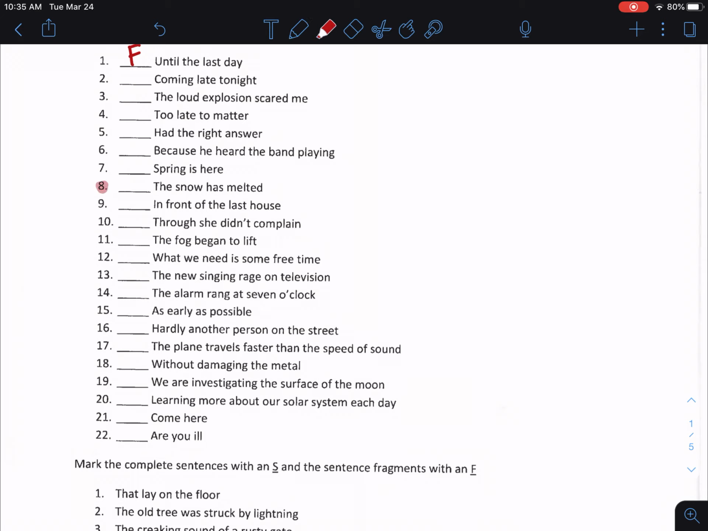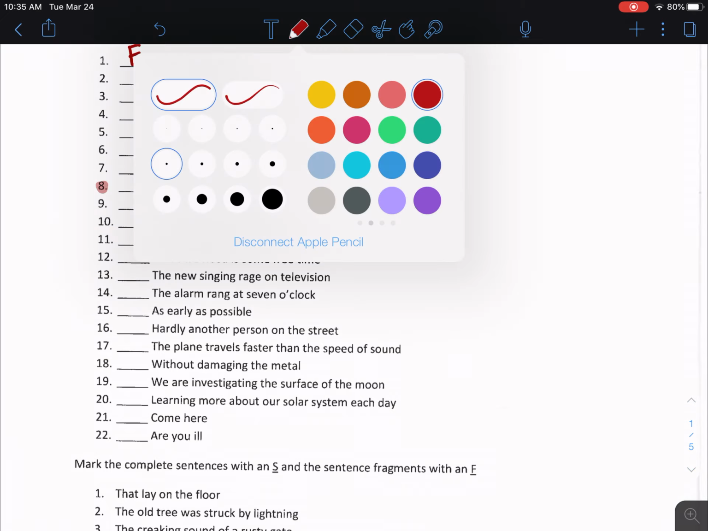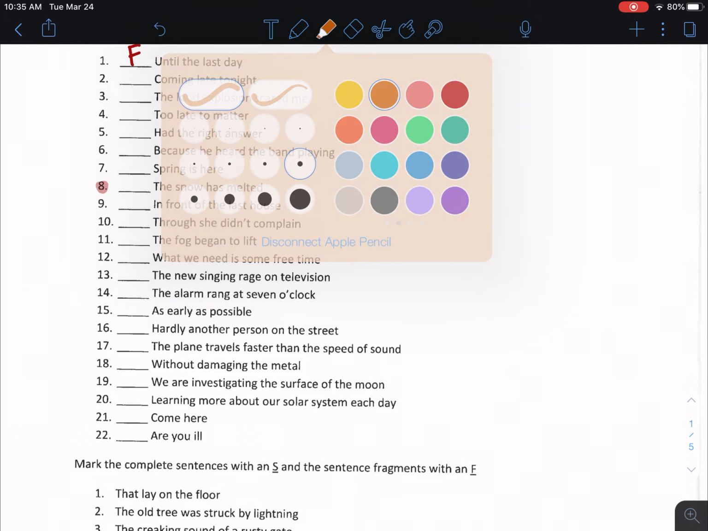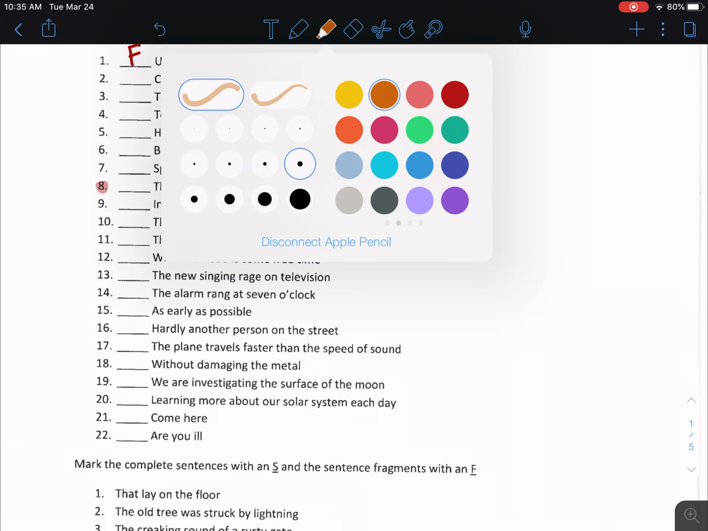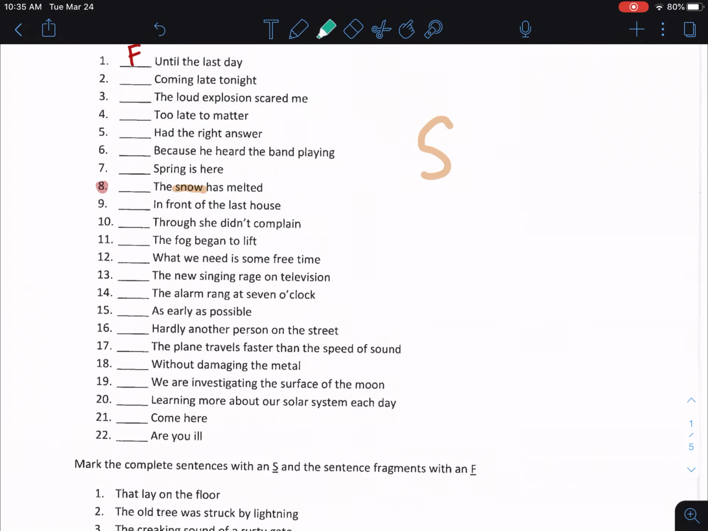It says, the snow has melted. Now I'm going to highlight my subject here in orange. It says, the snow has melted. The subject of the sentence is snow. It's telling me the thing that's doing the verb. And the verb, the action, is has melted. That's the predicate verb. It did something. It melted. So that's a complete sentence. I'm going to put an S there.